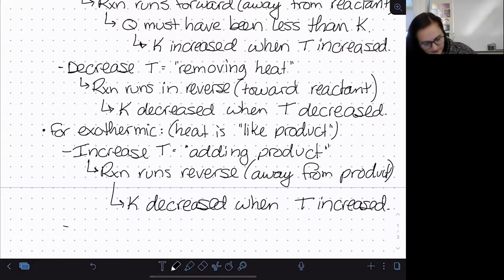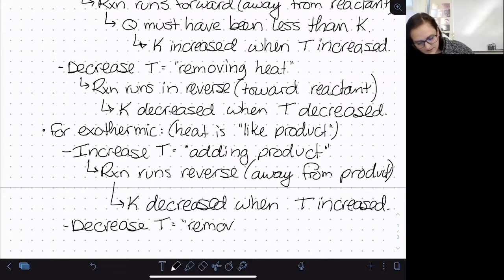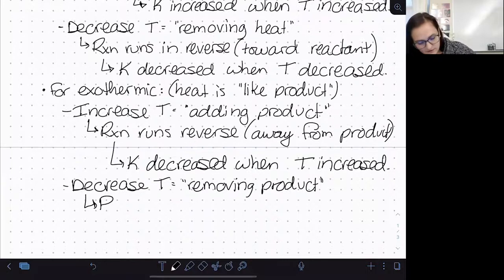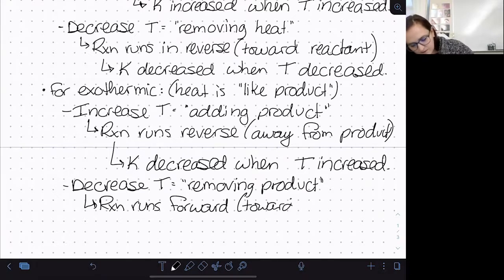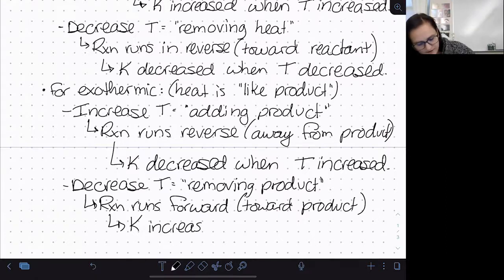And last but not least, if we decrease the temperature on an exothermic reaction, we are doing something akin to removing product from the system, which means our reaction is going to run forward towards the products to replace what we took away. So K must have increased when the temperature decreased.